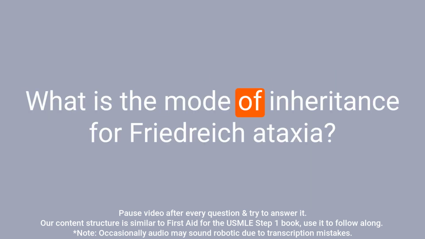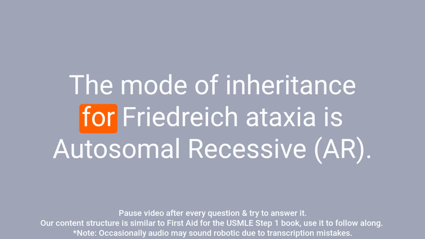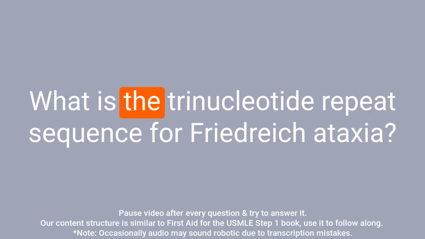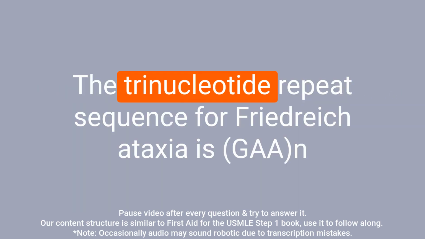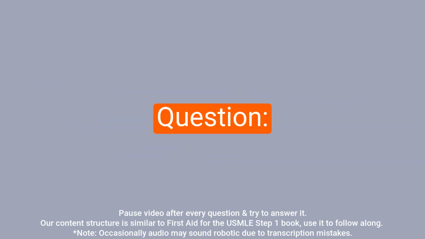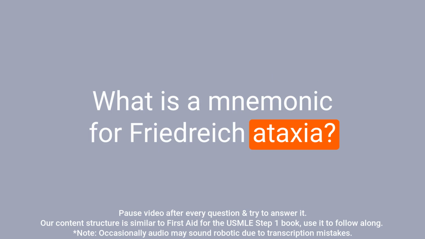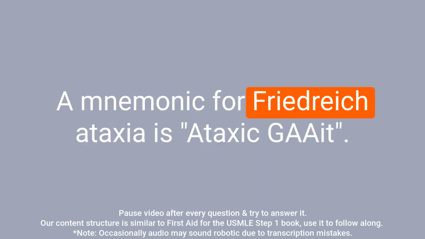Question: What is the mode of inheritance for Friedreich ataxia? Answer: The mode of inheritance for Friedreich ataxia is autosomal recessive. Question: What is the trinucleotide repeat sequence for Friedreich ataxia? Answer: The trinucleotide repeat sequence for Friedreich ataxia is GAA. Question: What is a mnemonic for Friedreich ataxia? Answer: A mnemonic for Friedreich ataxia is ataxia.